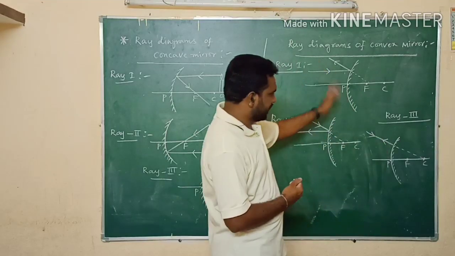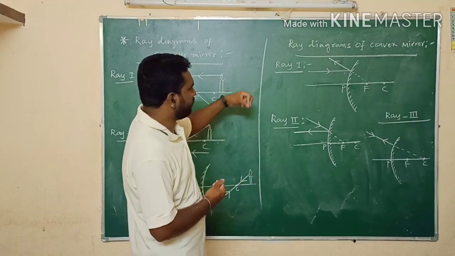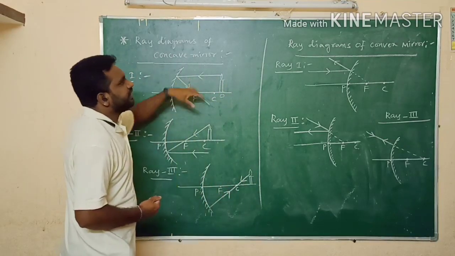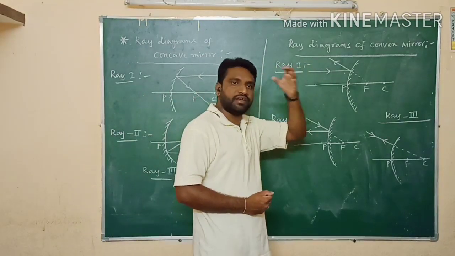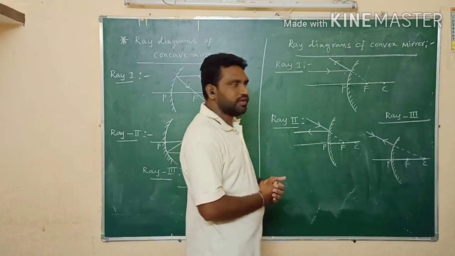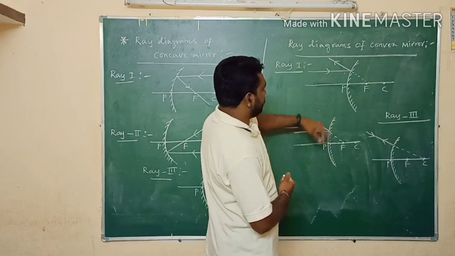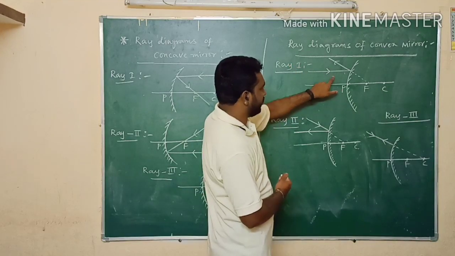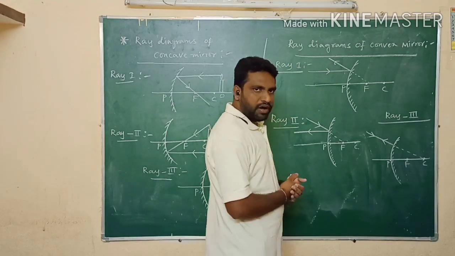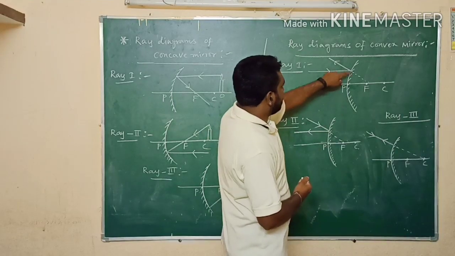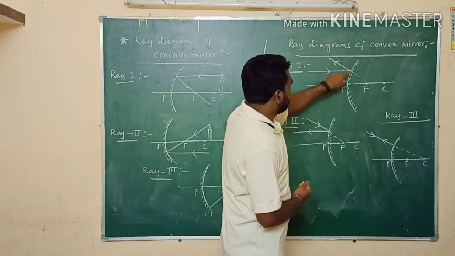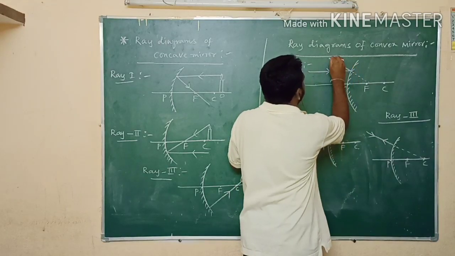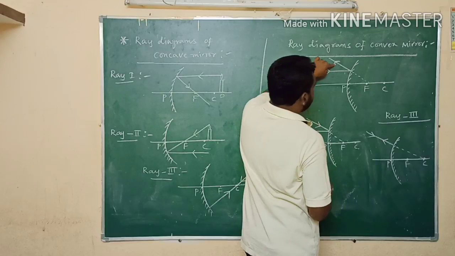Here also we have three diagrams. The same rules will be followed and are applicable for the convex mirror. But it is a diverging mirror, whereas the concave mirror is a converging mirror. That is the main difference between convex and concave mirrors. If you observe these three diagrams, according to rule 1, if we send the light ray parallel to the principal axis, the reflected ray appears to pass through the focus. This is the incident ray, and it is reflecting after hitting the surface of the mirror. So this is the reflected ray.